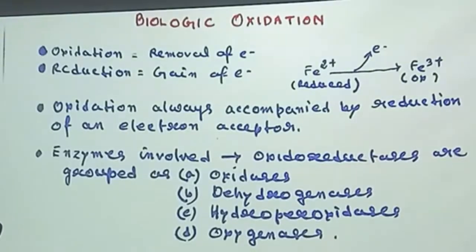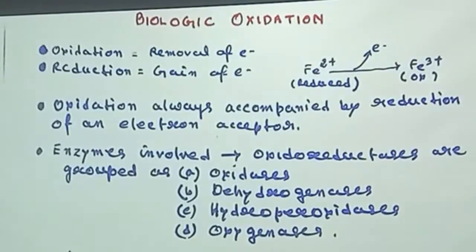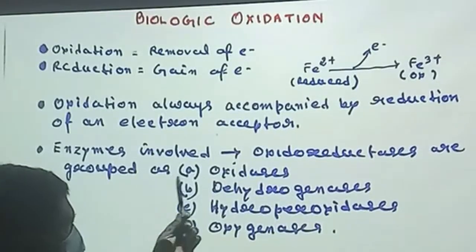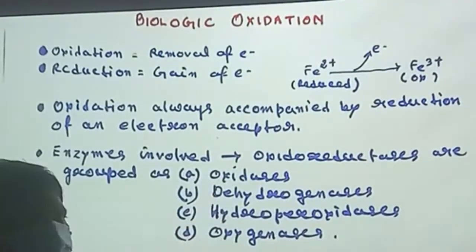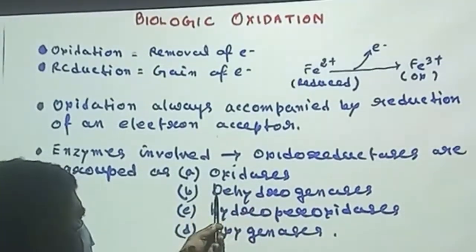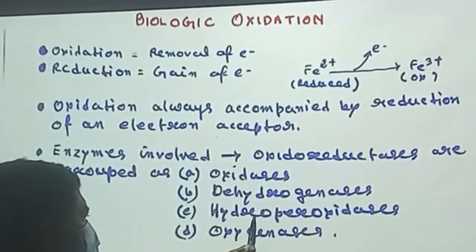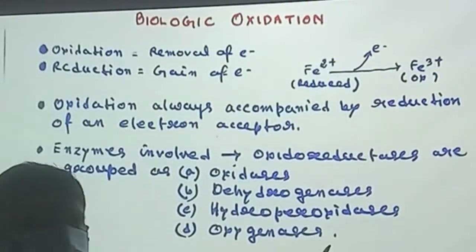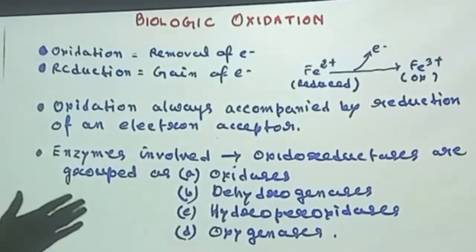Oxidation reduction is always simultaneously carried out, and different enzymes are responsible for this type of reactions. They are grouped as oxidoreductases. Probably you have gone through your enzyme classification and you should know that. Now of this oxidoreductases group, there are 4 types of enzymes. One are oxidases, another dehydrogenases, another hydroperoxidases, another oxygenases. We will give examples of all these categories.